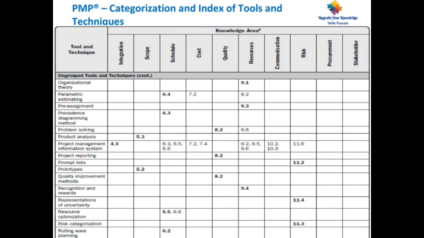Resource optimization used in schedule. Don't get confused when you see resource, then you don't select the knowledge area resource. Resource optimization is used in 6.5 and 6.6. Risk categorization obviously used in risk 11.3. Rolling wave planning is used in the schedule, that is 6.2 define activities.